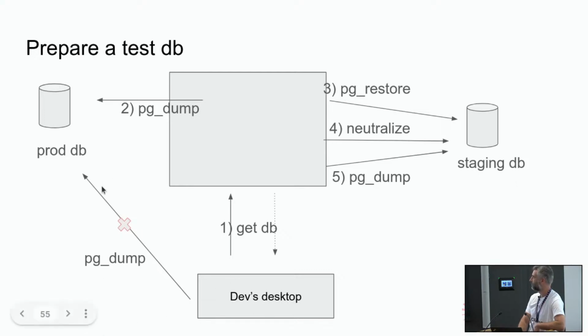So the main point is don't fetch a production database when you develop. You will forget to disable cron, you will forget to run neutralize. Enforce a systematic workflow.